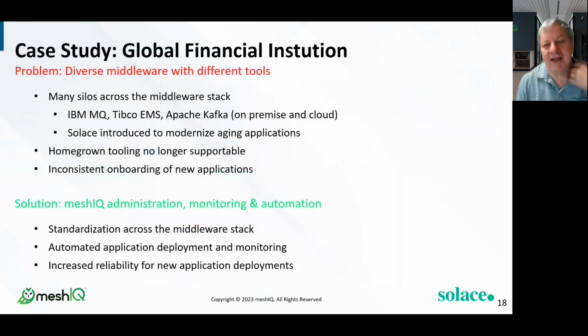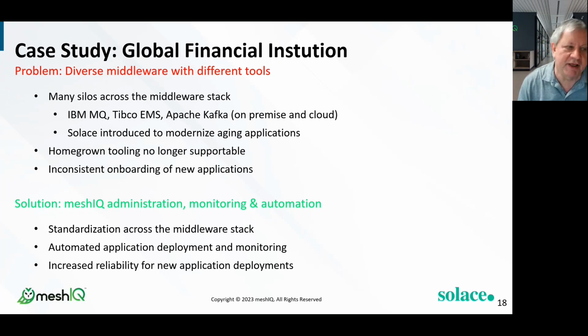Right? So again, a case study that we might look at would be a global bank that's doing business. And what are their problems? Well, again, they have all this diverse middleware stack that they've had for years. They brought in IBM MQ at one point. They brought in Tibco EMS, maybe through an acquisition in their case. And then Kafka, because that was the latest and greatest. And then eventually introduced Solace, because they needed to modernize their aging applications. And so they've got all these different things that they're dealing with.